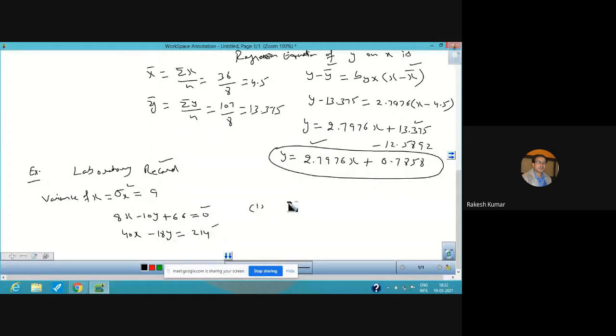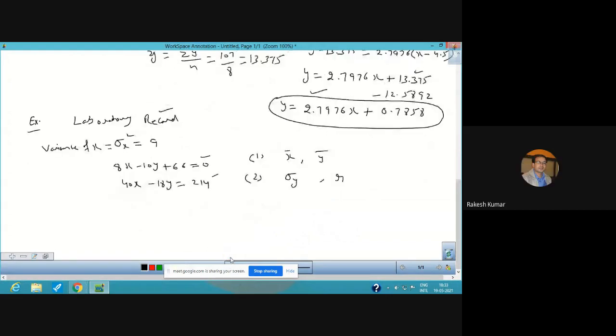It means we require x bar, y bar, in the second part, the standard deviation of y and the correlation coefficient between x and y. So these are the four required parameters which we want to get from the given equations.